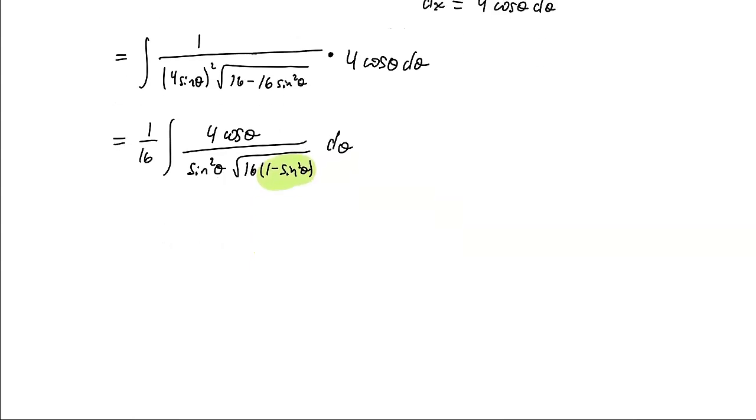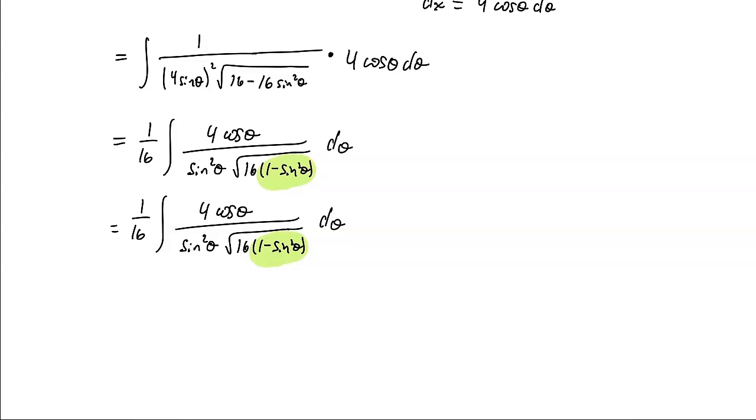Alrighty. So I'm going to make the substitution. I'm actually just going to duplicate. And that 1 minus sine squared is now a cosine squared.